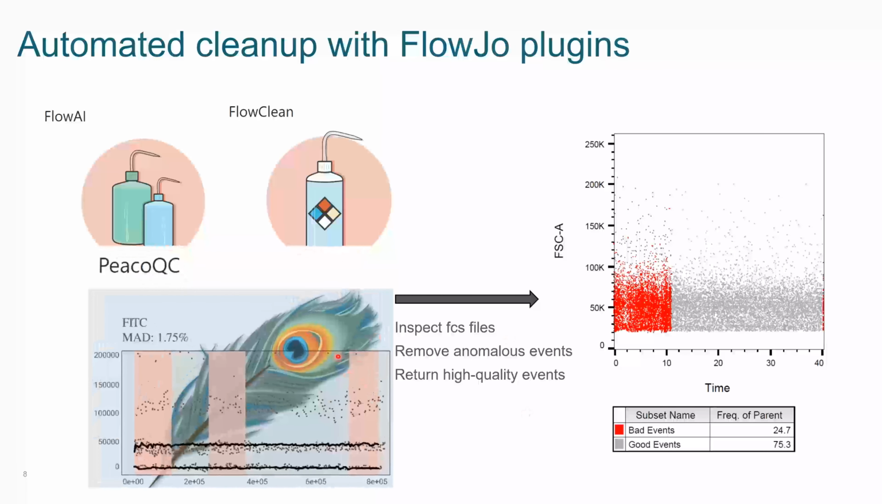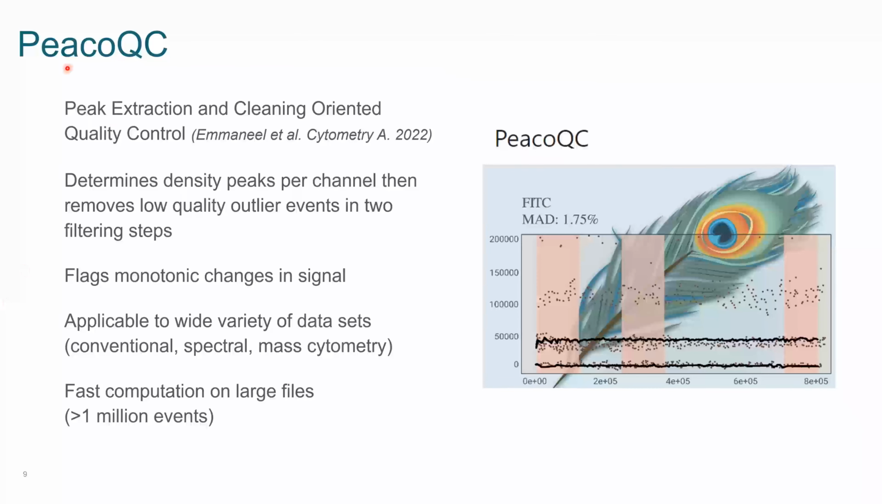All right, but again, we're here to talk about PeacoQ today, so I'm going to spend a little bit of time talking about this tool before we move into the demo. So PeacoQ, or Peak Extraction and Cleaning Oriented Quality Control, is a cleanup tool that uses density peaks per channel to remove low quality outlier events in 2 different filtering steps. Okay, and I'll talk about that on the next slide. Now, if you'd like to learn the details of this tool, I'd highly recommend reading the accompanying publication, right? So I'm going to do a high level overview today, but if you'd really like to learn the details and the recommendations for its use, I'd highly encourage you to read the paper.